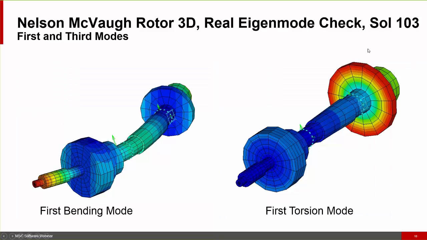And we use Apex also to carry out solution 103. This actually works in an integrated fashion. You don't even need to specify 103. It's just a real eigenmode solution. And we see here on the left the first bending mode, and on the right the first torsion mode.